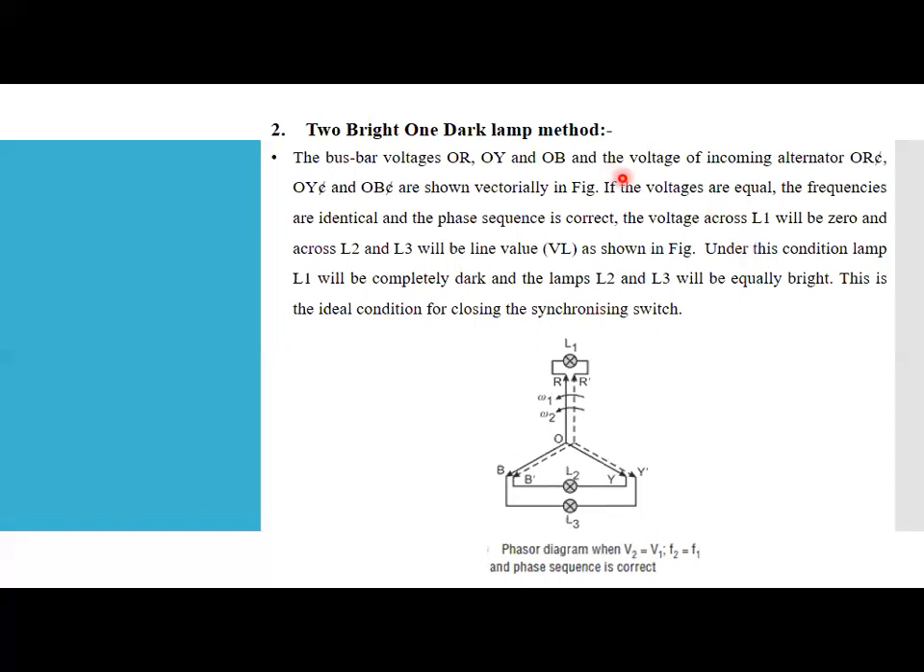In case number 1 you can see here, if the voltages are equal, frequency identical and phase sequence is correct, meaning everything is the same. So the voltage across L1 will be 0, so it is dark, but the voltage across L2 and L3 is not 0. There is some voltage between L2 and L3 which is known as the line voltage VL. So under this condition my L1 will be dark and L2 and L3 will be equally bright. So that's why this method is known as the two bright, one dark method. And in this case, you close the synchronizing switch. Okay, then you have to close the synchronizing switch.